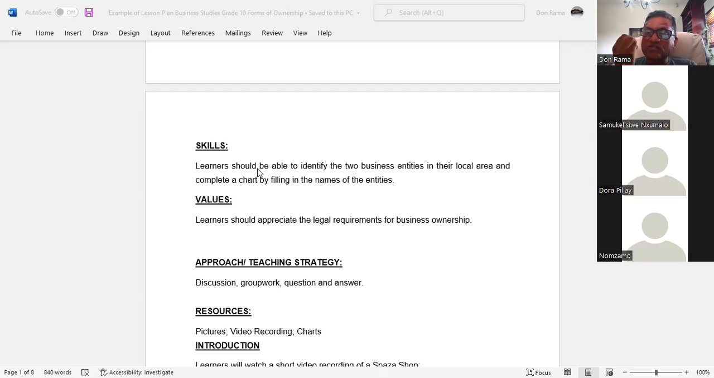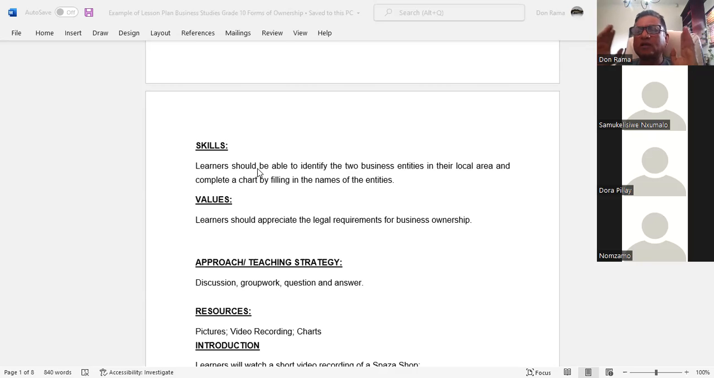So when you write your skills objective, you must show that the learners should be able to do something. If you take another subject, English for example, if you're teaching grammar and you're teaching about tenses, then you must be able to say, learners should be able to write a sentence in the present, past, and future tense. That is all.